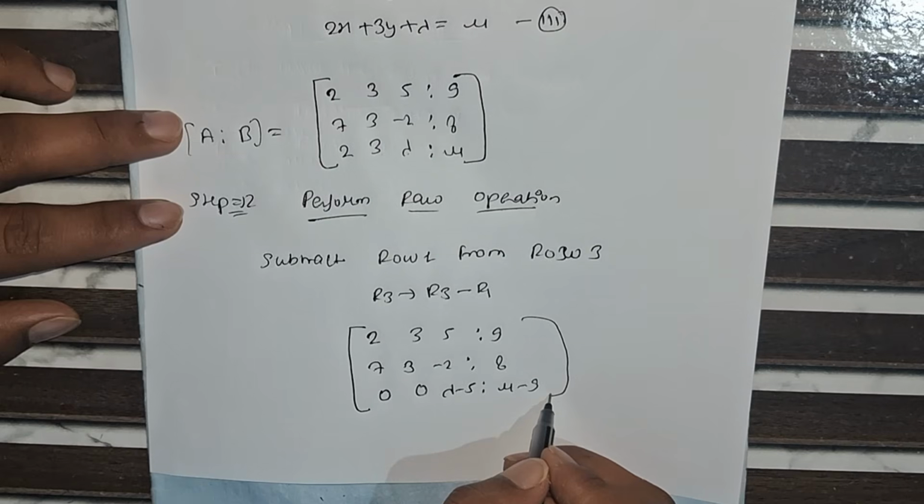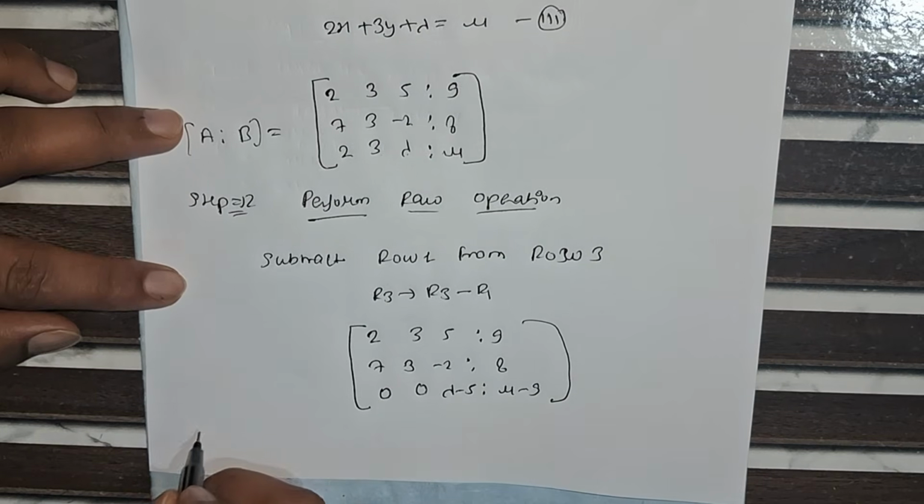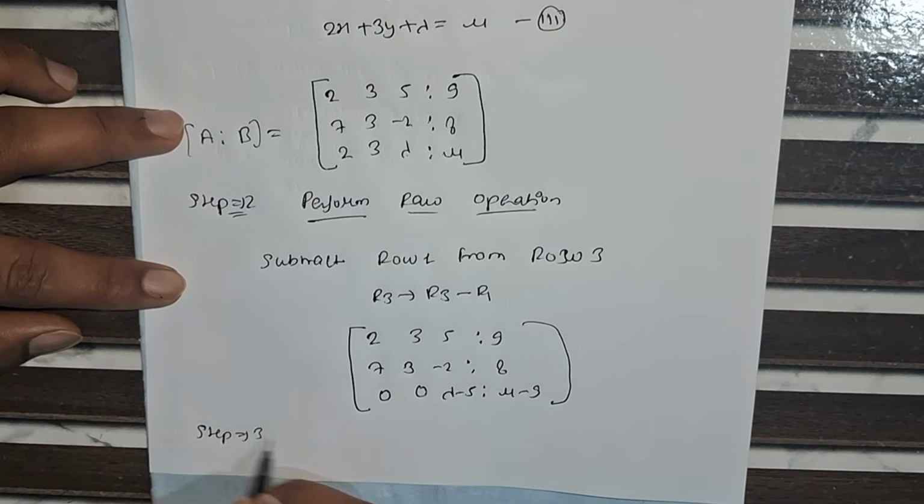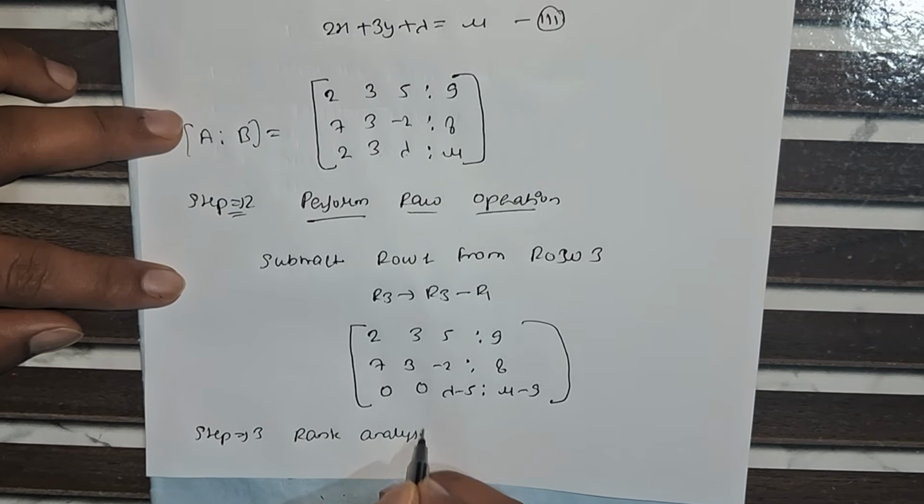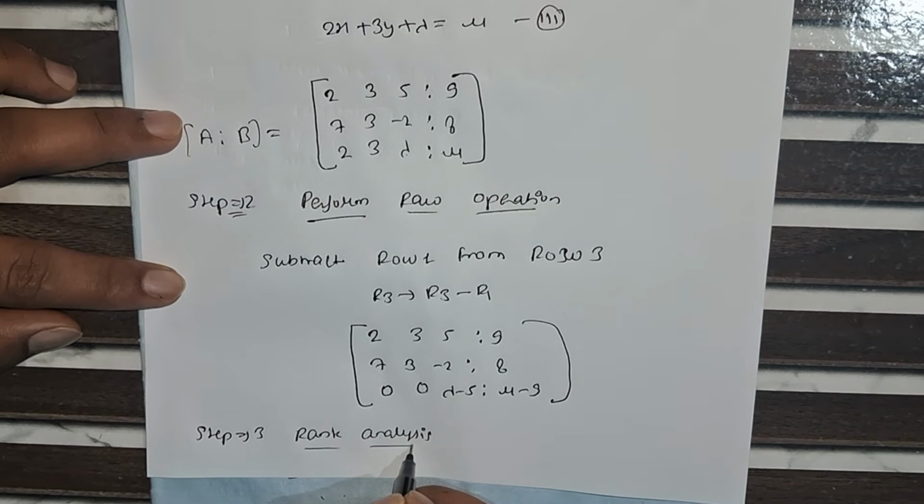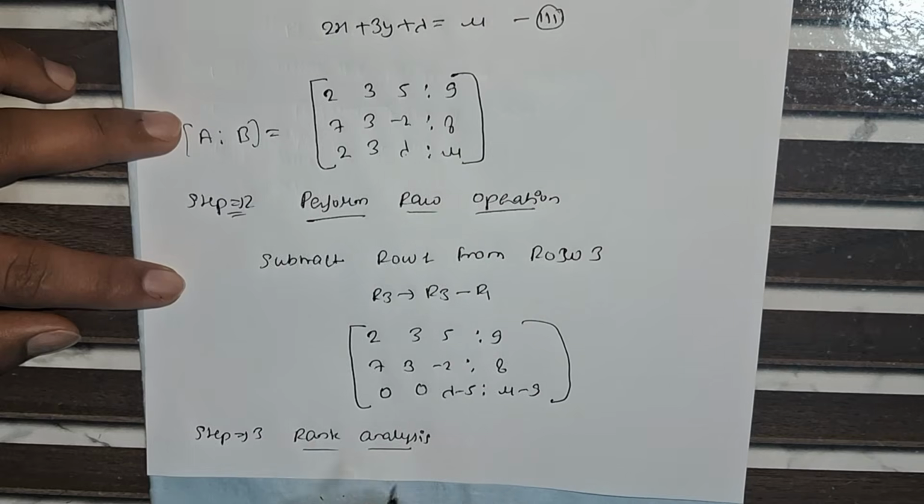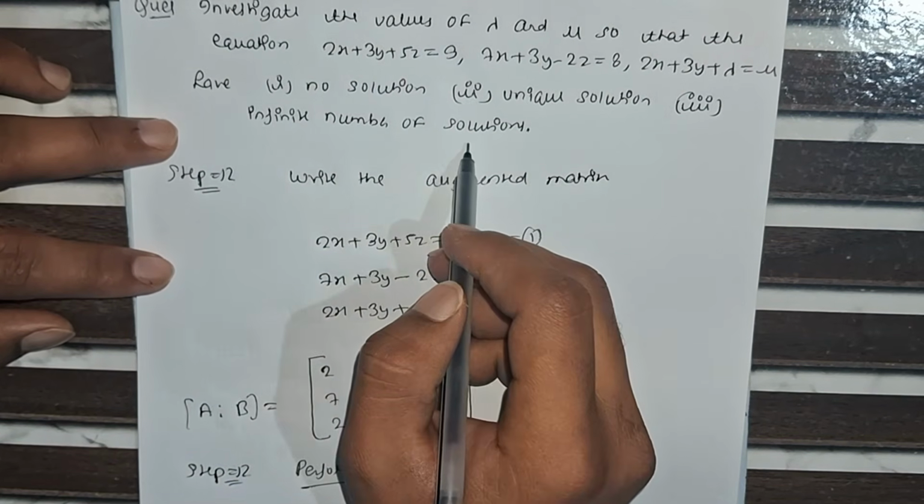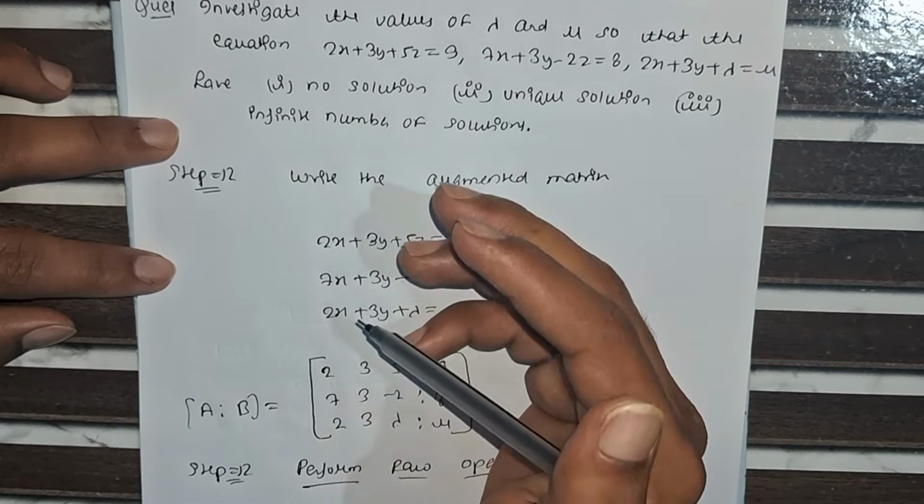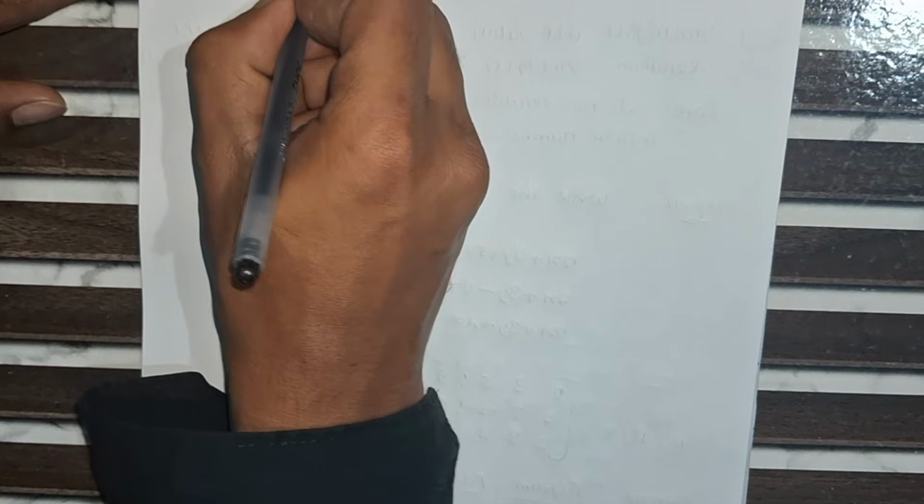Now our step 3 is rank analysis. In the analysis we are looking for three cases: unique solution, no solution, or infinitely many solutions. So in this rank analysis we are looking at three cases. Our first case is unique solution.